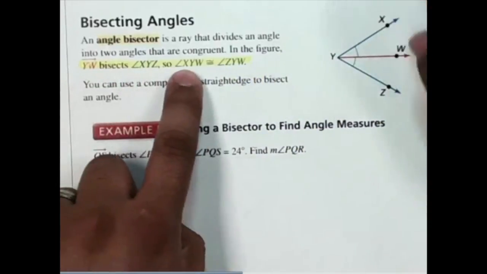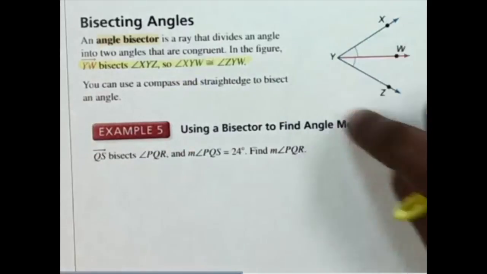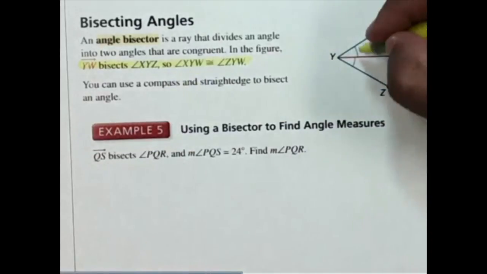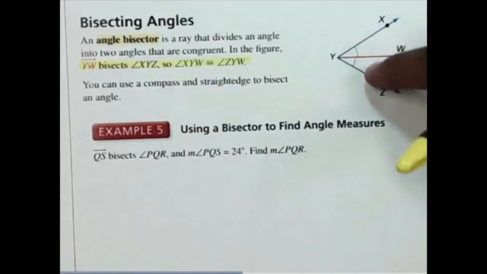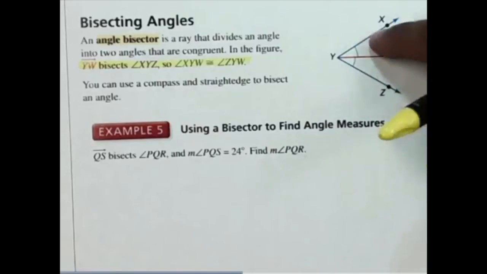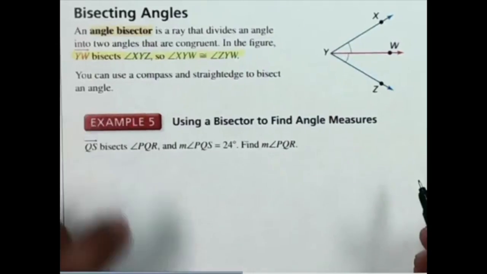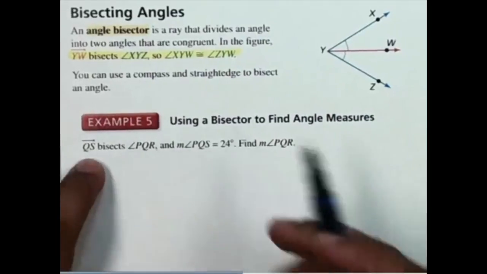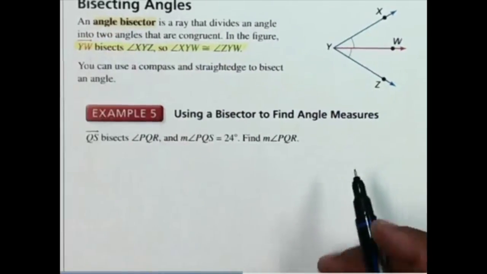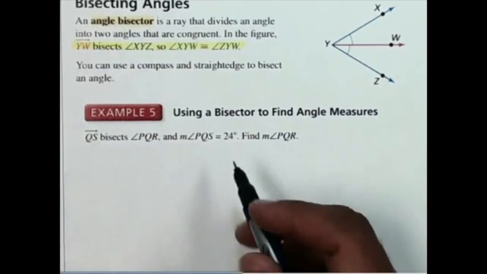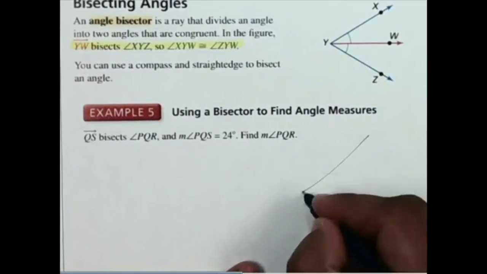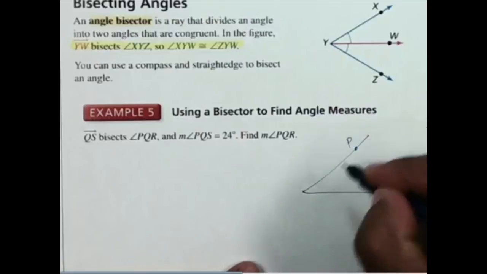All right? So you're supposed to interpret that for this drawing and notice the tick marks here that show you these two smaller angles here have the same angle measure. All right, so let's look at this example here. Notice the statement, it looks very similar to what we have up here. QS bisects angle PQR. So the very first thing I'm going to do is draw my angle PQR.